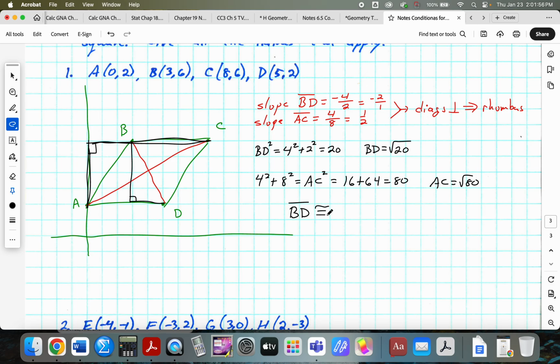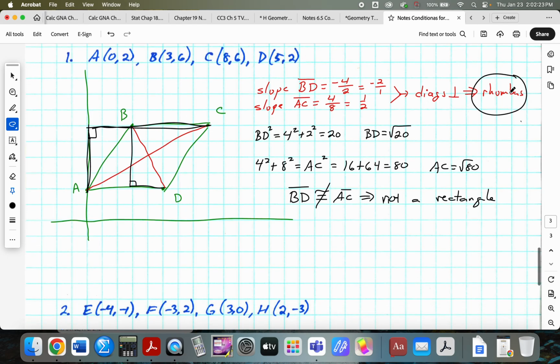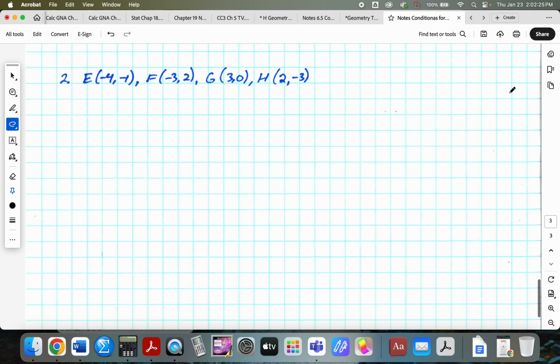So segment BD is not congruent to segment AC. So this is not a rectangle. So my answer is it's just a rhombus. Let's do one more of those.